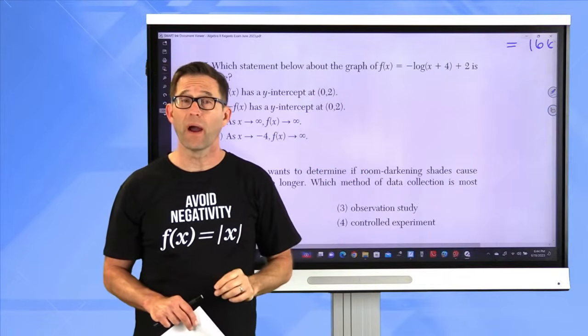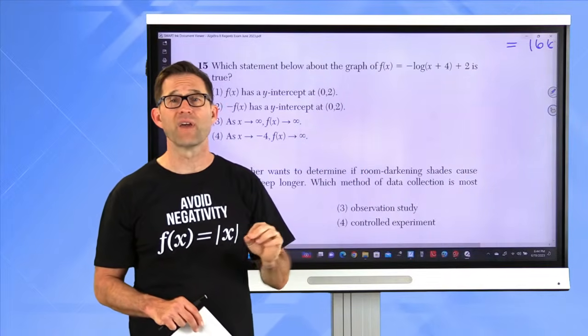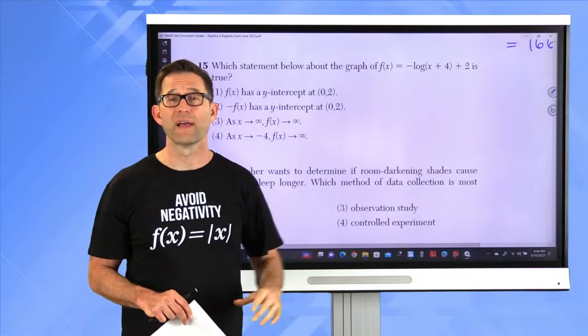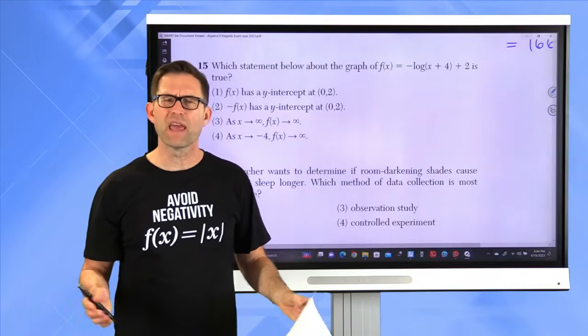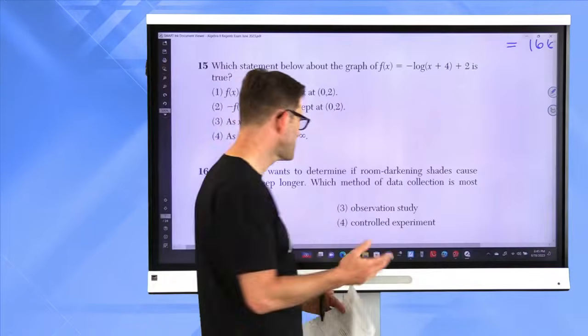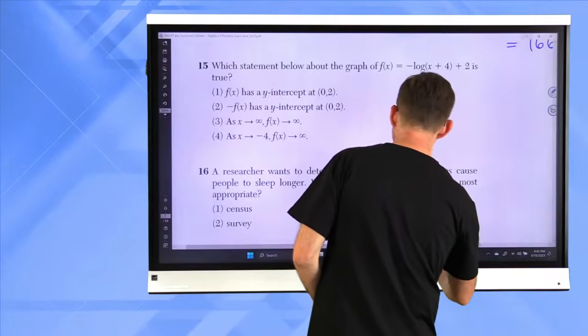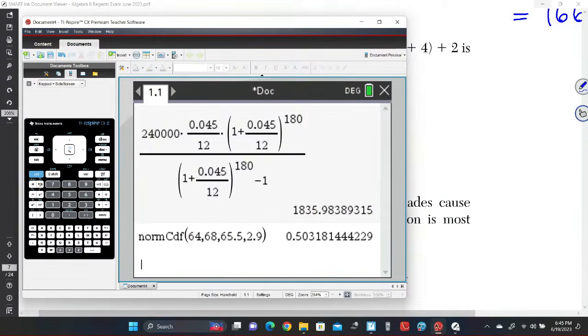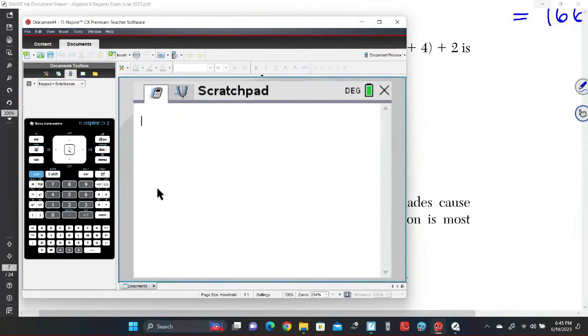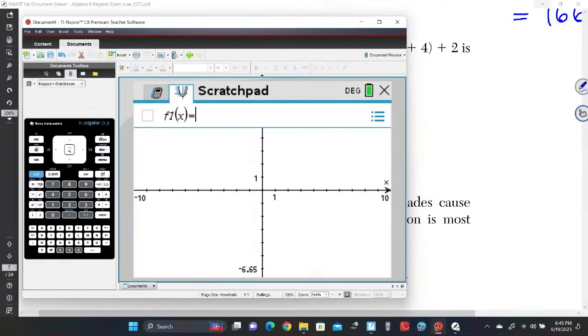On the TI Inspire, actually, you're at a little bit of a disadvantage here because you need to know that that's log base 10. But let's just take a look at the graph of this. Let's just see what it looks like and see if we can make sense of our choices here. I'm just going to flip over to my graph.